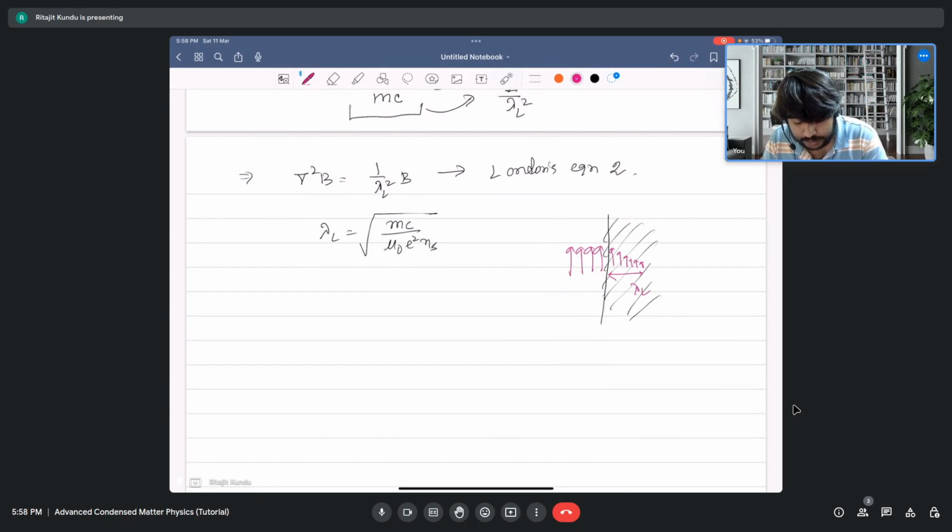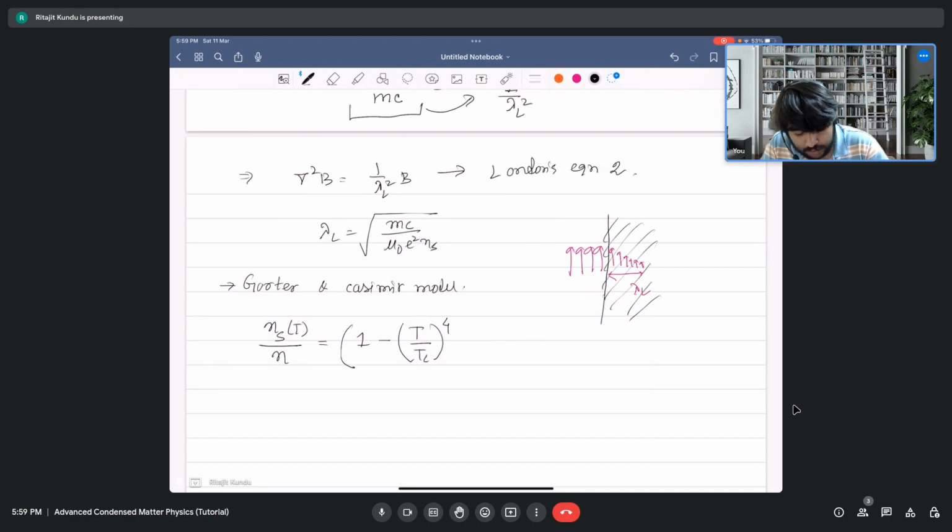This theory was actually motivated by a previous theory, now named the Gorter and Casimir model. They introduced the two fluid model, where they approximated that the superconducting density ns behaves approximately as 1 minus t by tc to the power 4.